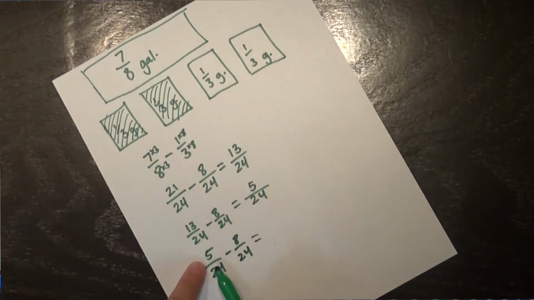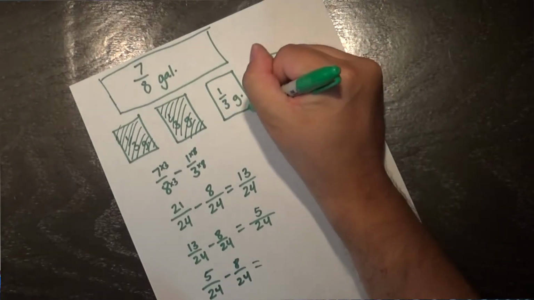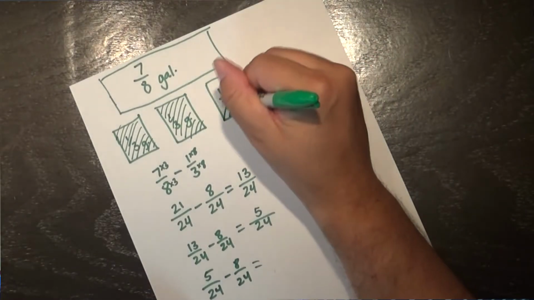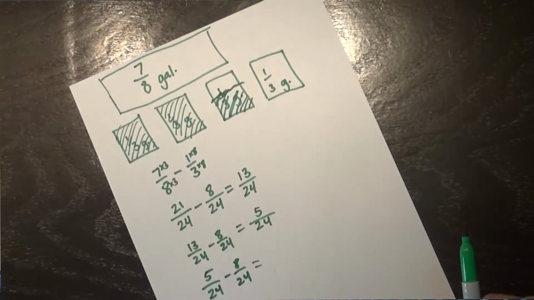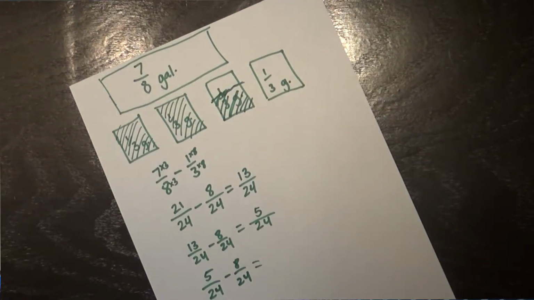And look what's going to happen. 8/24 is bigger than 5/24. So what that tells me is when I pour it into this last container, I'm not going to fill it up all the way. It might be filled up a little ways there, but it's not going to make it filled up all the way. It's going to be like 3/24 left over.